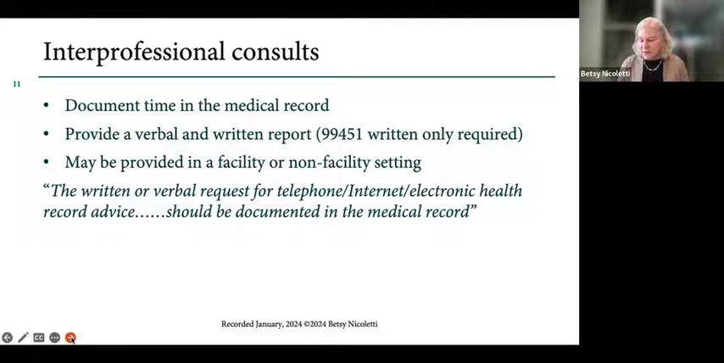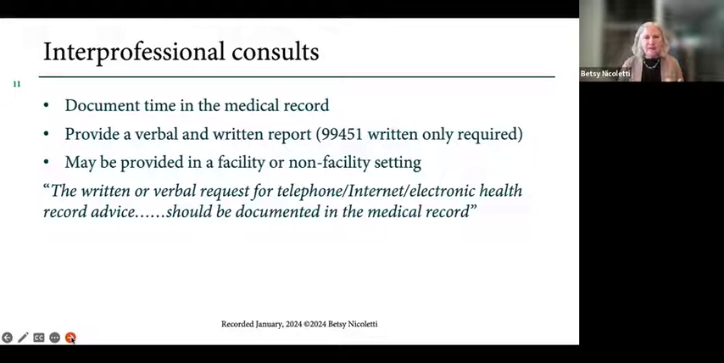And I was asked recently, where does it say that? And it says that right in the CPT book. So although only Medicare talks about consent, CPT says that the written or verbal request for the consultation has to be documented in the medical record. And that's like the rule, it's more than guidance. That's like the rule that they've always had for consultation services, that the request could be verbal or written and needs to be documented.